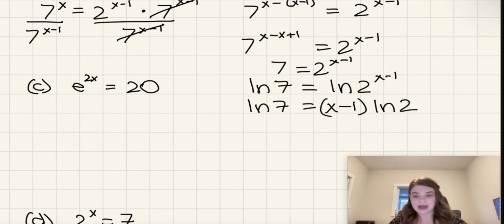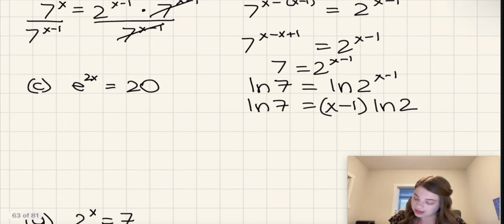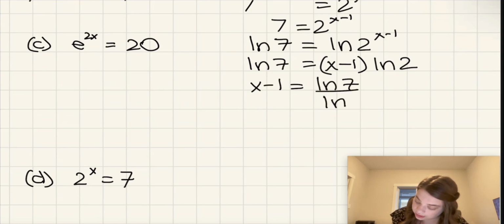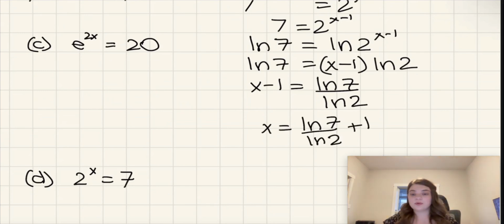And now we need to solve for x. So I need to divide both sides by ln 2. If I do that, I will get that x minus 1 is equal to ln 7 over ln 2. And then if I add 1 to both sides, I will get x is equal to ln 7 over ln 2 plus 1. So at this point, if the question just wants the exact answer, we would stop here and say this is the answer. It's ln 7 over ln 2 plus 1.